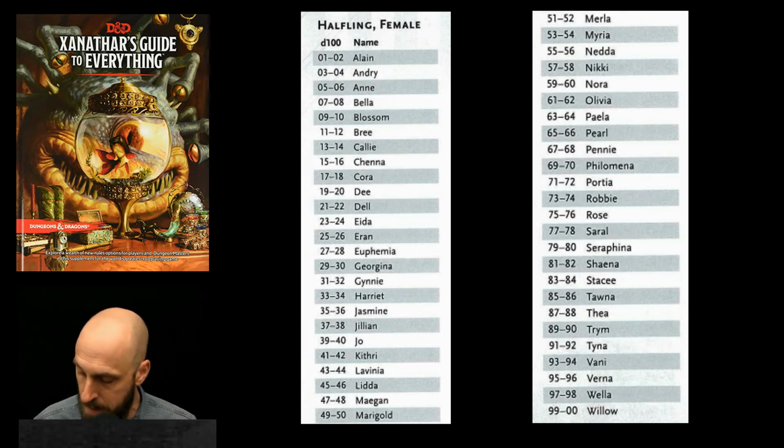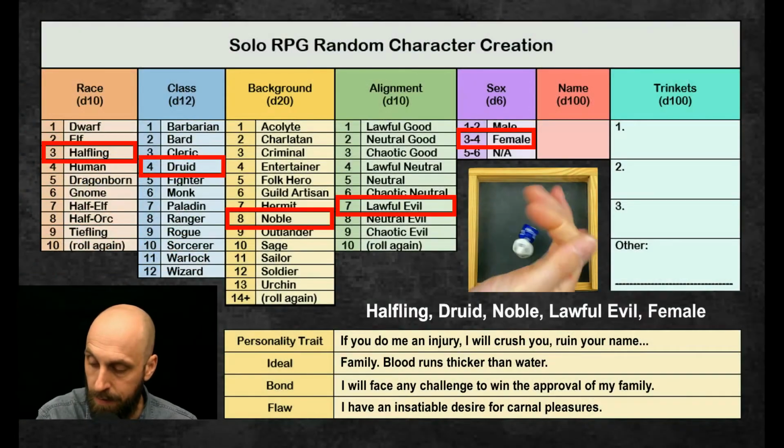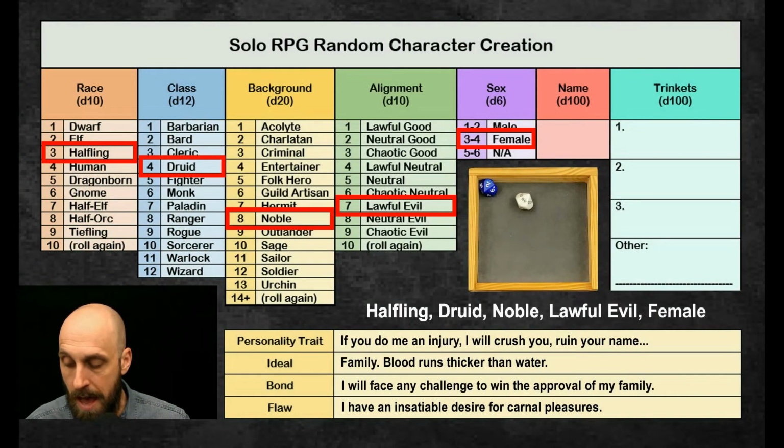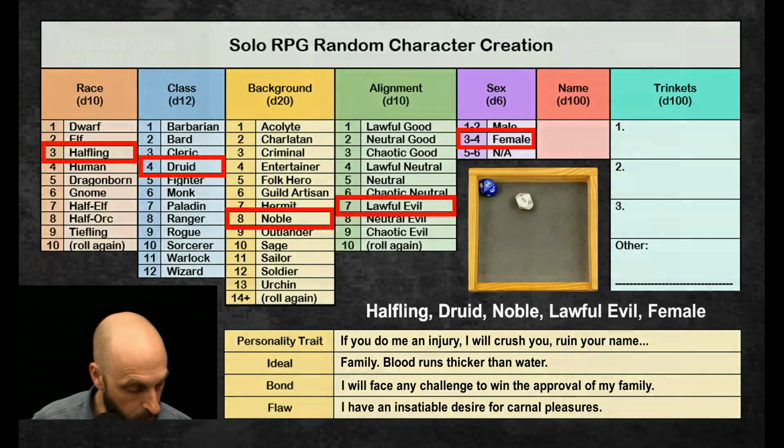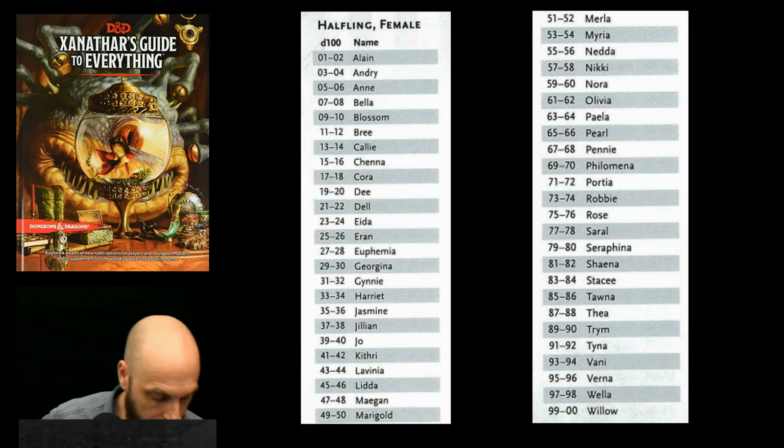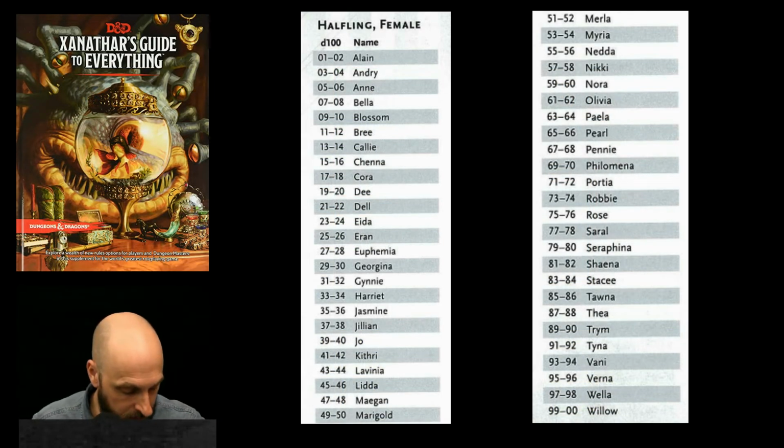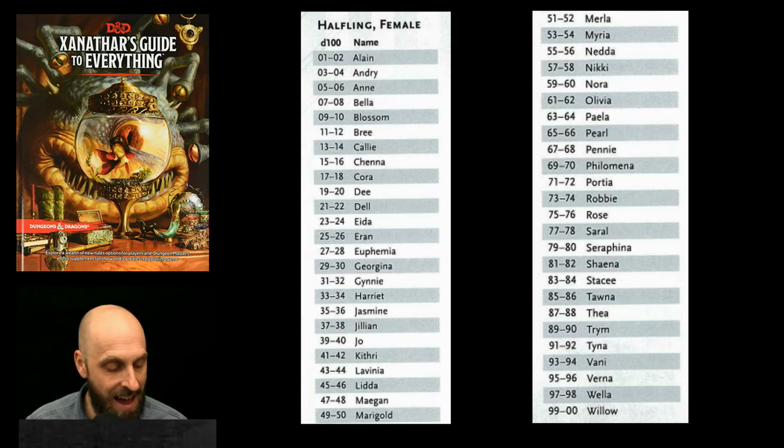Let's start with the female name. And we're going to roll a D100. So female halfling names. That is going to be a 2. And a 2 will be, let me see if I can read it here. For the female halfling name is Alain, A-L-A-I-N.